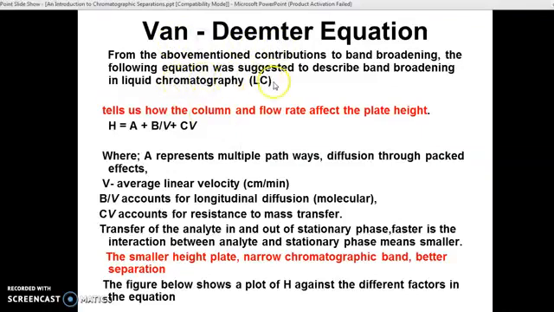Now in this equation, what is stated? They are contributing to the band broadening. Now in these equations, we will see how much importance they have in liquid chromatography. A represents the multiple pathways through which the packing effect occurs. V is what? The average linear velocity. We measure it in centimeters per minute. Then B is for the longitudinal diffusion of the molecules.